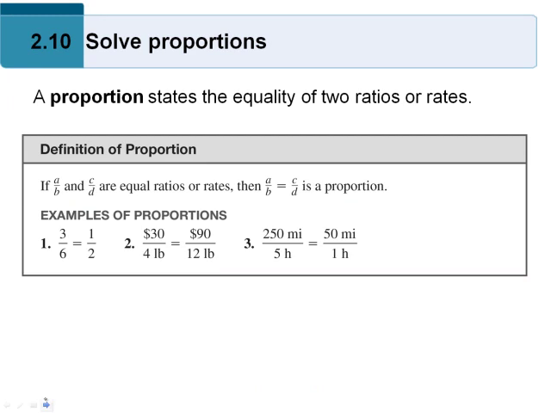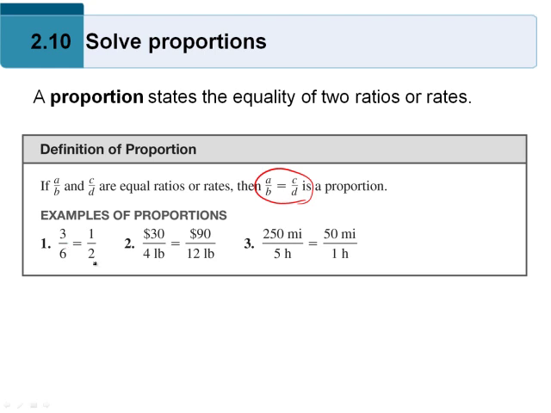So a proportion is just an equation that shows the equality of two ratios or rates. And this is the standard format of a proportion: A over B equals C over D. So you have one fraction equal to another fraction. And there are some examples of proportions listed underneath there.